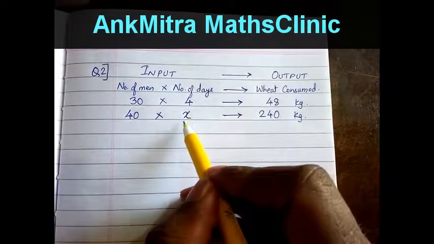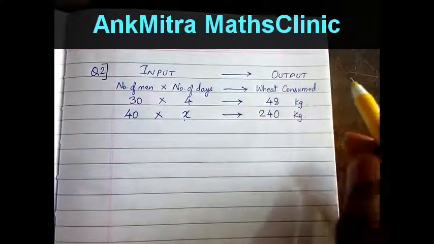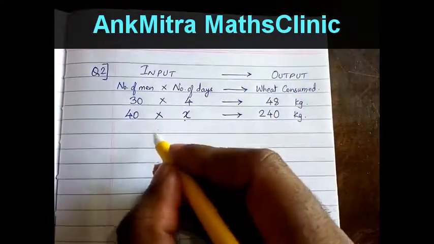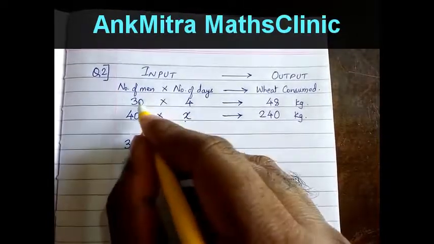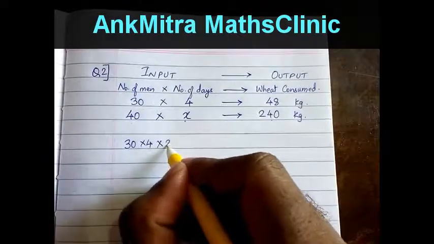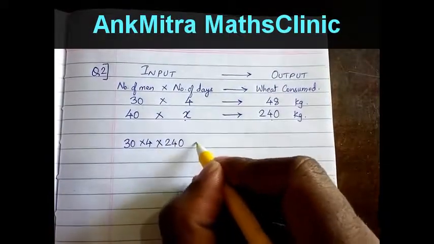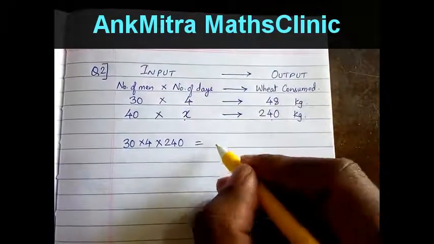So in this case, the number of days in the second case, I have taken it as x. So again, using the cross multiplication principle, we get 30 multiplied by 4, this multiplied with this number, that is multiplied by 240, is equal to 40 multiplied by x multiplied by 48.